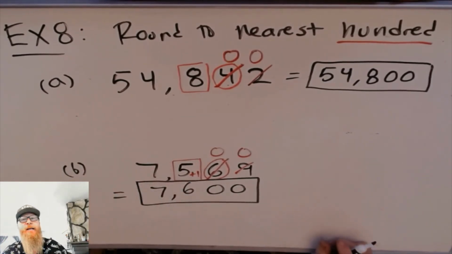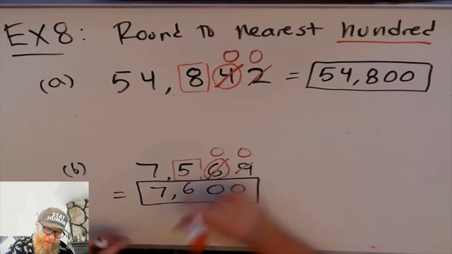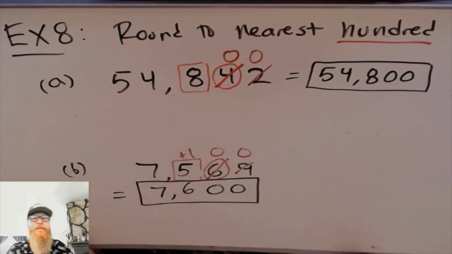I don't know if that 1 is big enough. So you're going to go plus 1 to the 5. And that's going to become a 6.